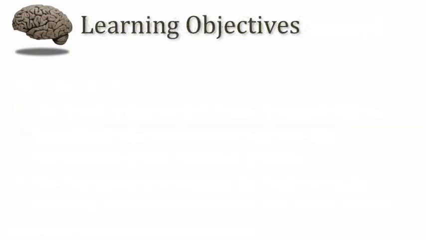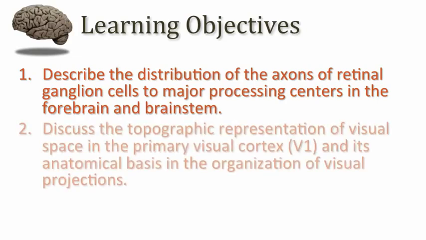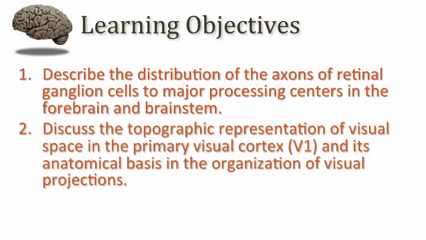Well, we have some learning objectives today. I'd like for you to be able to describe the distribution of axons from retinal ganglion cells to the major processing centers in the forebrain and in the brainstem that process vision. I want you to be able to really focus in on the central visual pathways and the topographic representation of visual space. We call this visuotopy, and I want you to be able to characterize visuotopy in the primary visual cortex, also known as V1.